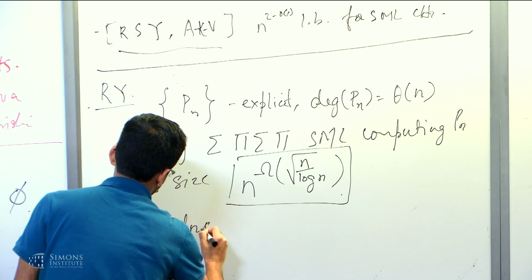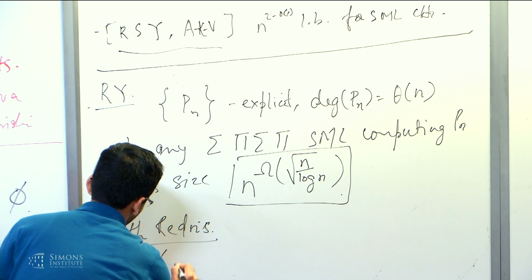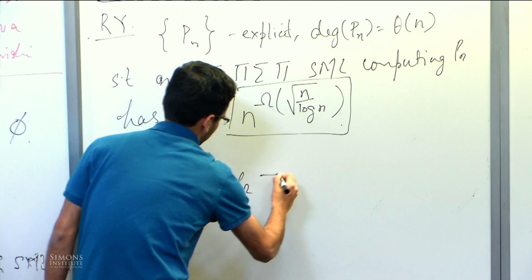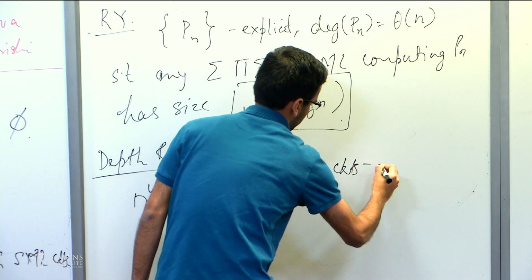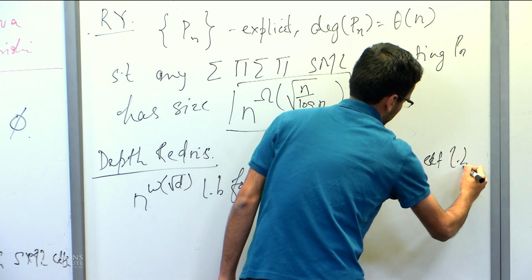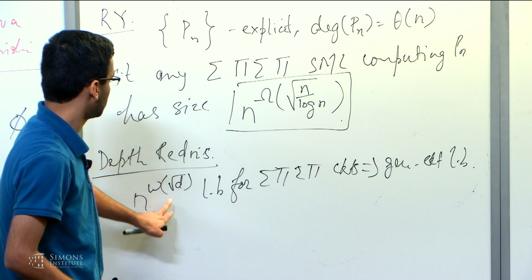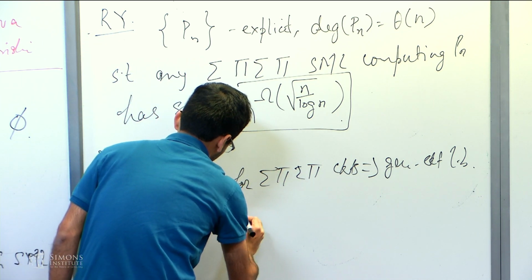So the depth reduction results say the following. n to the little omega of square root of d lower bounds for some product circuits imply general circuit lower bounds for a degree d polynomial. Right. Yeah, for a degree d polynomial.